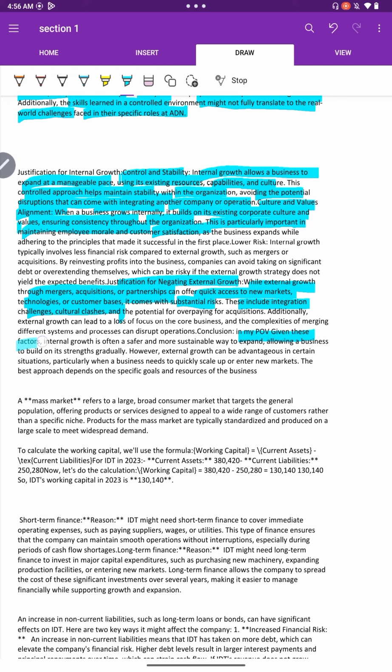Okay. So after that, however, external growth can be advantageous in certain situations, particularly when a business needs to quickly scale or enter a new market. The best approach depends on the specific goals and resources of the business. So this is it for this particular question.